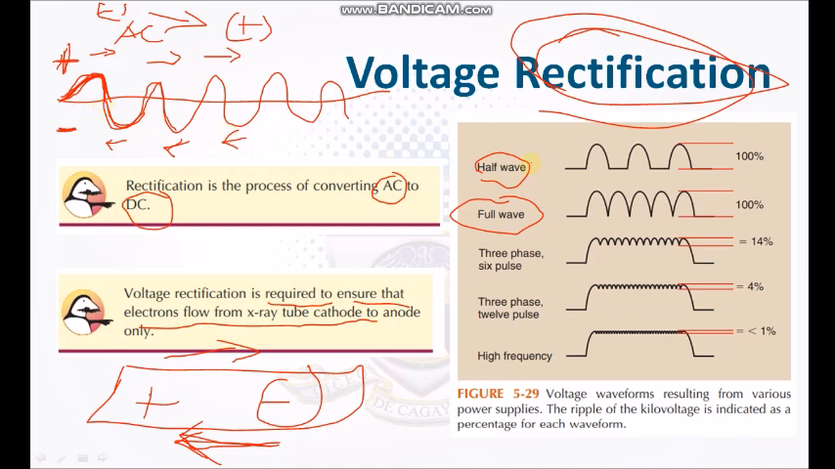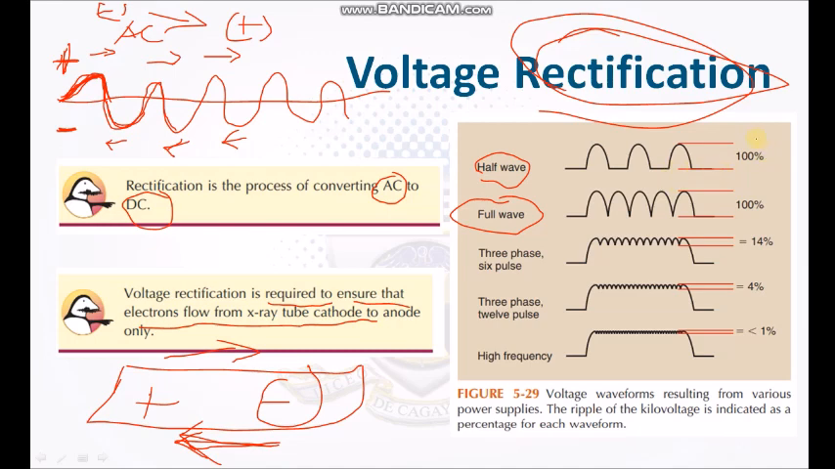Okay, so what happens in half-wave rectification? Instead of a positive and negative cycle, we only have the positive cycle, and then there is no negative. Positive, there is no negative. Positive, there is no negative.